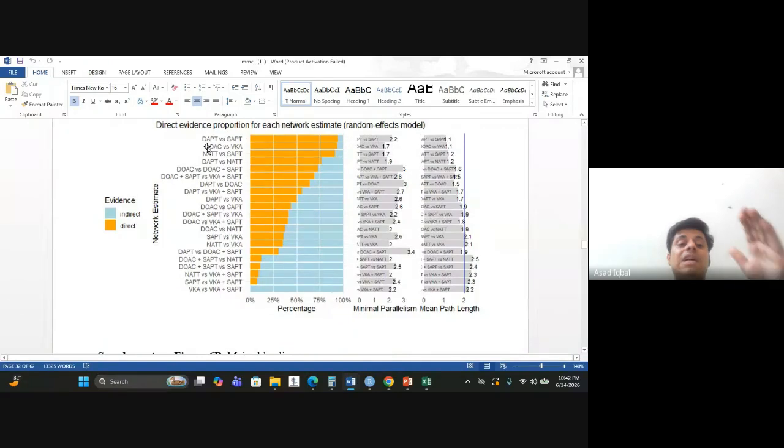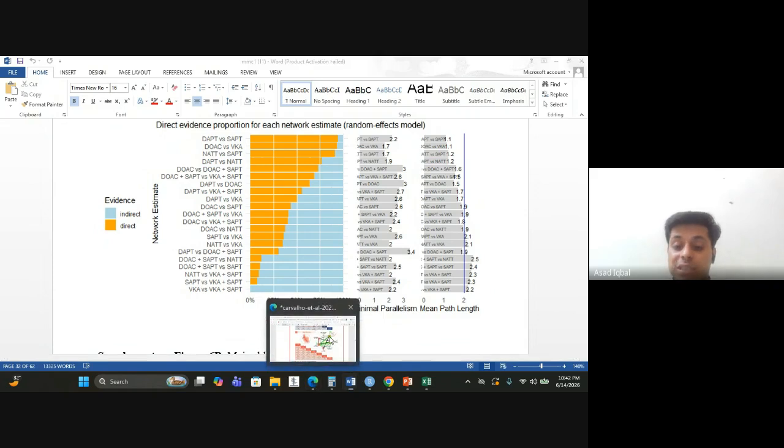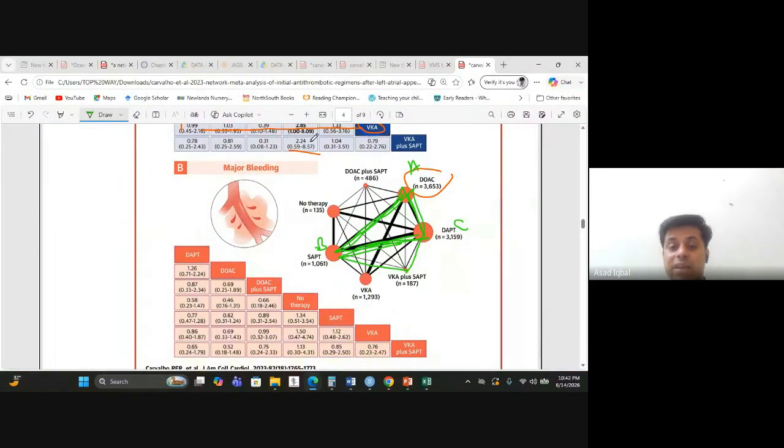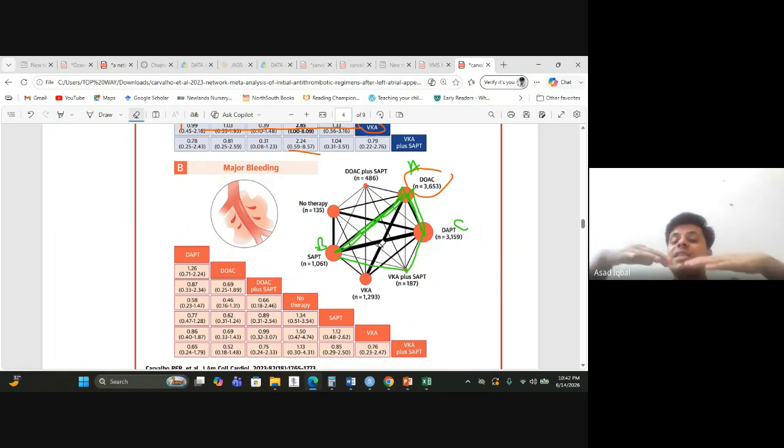For the comparison of DAPT versus SAPT, if you look at it, the majority of the line is yellow, and of course this must be yellow, because this line is so thick, the black is so thick. It means we have a lot of studies comparing DAPT versus SAPT, and this line should be thicker than any of the lines in this plot.